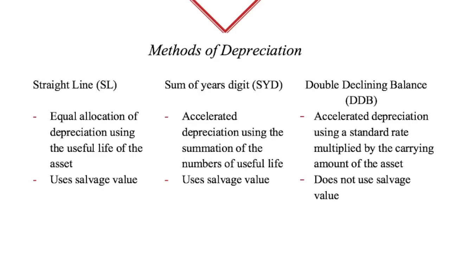These are the methods of depreciation. The straight line method has equal allocation of depreciation using the useful life of the asset, and it uses the salvage value. The sum of the years' digits is a form of accelerated depreciation using the summation of the numbers of useful life. It also uses the salvage value. The double declining balance is an accelerated depreciation using a standard rate multiplied by the carrying amount of the asset. This does not use the salvage value.